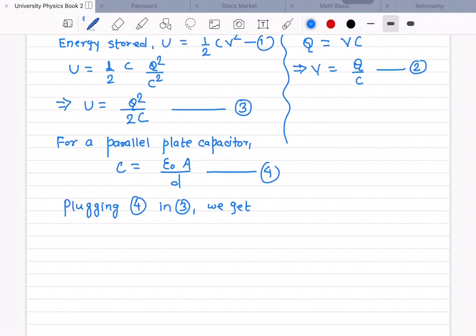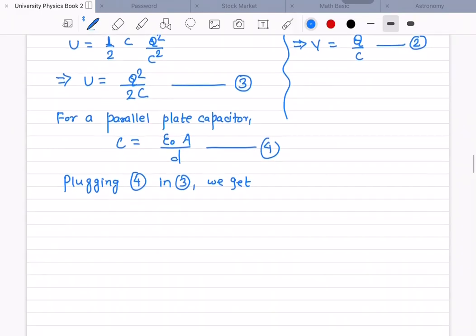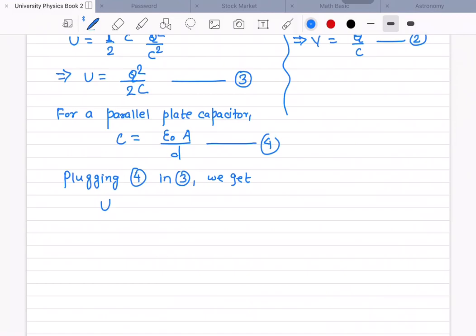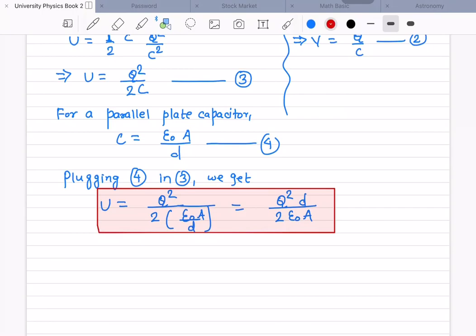What do you get? If I plug equation 4 into 3, what we'll have is U is equal to Q squared over 2, and C is equal to epsilon naught A over D. And I can simplify it further to Q squared D over twice epsilon naught A. This is the equation I was looking for, or you were looking for.